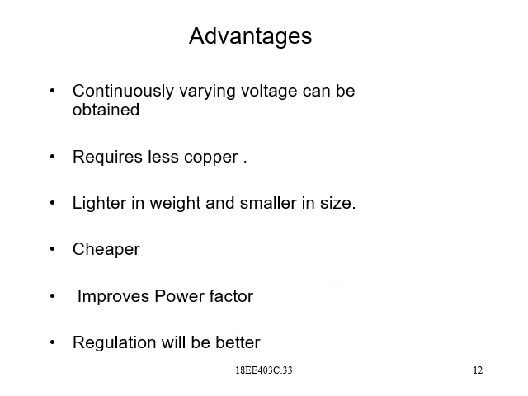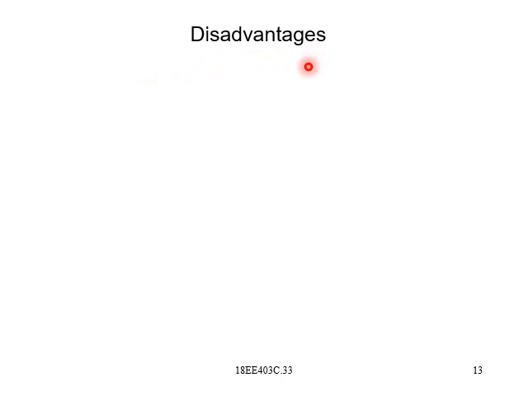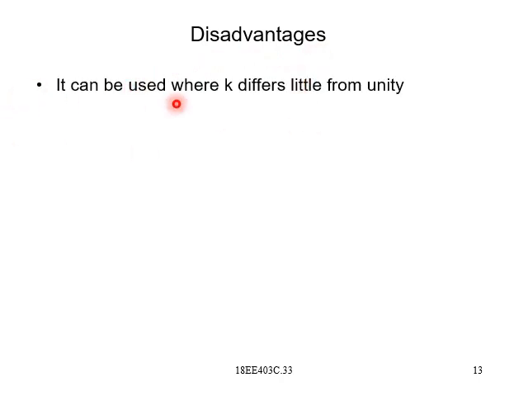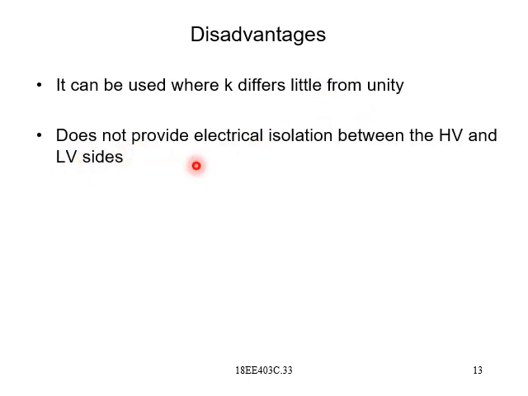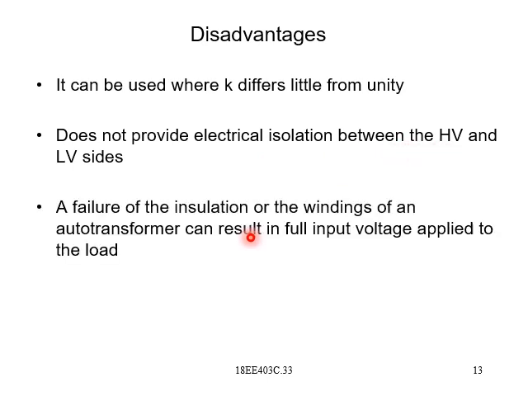Now moving on to the next slide, there are some disadvantages. It can be used only where K differs little from unity. It does not provide electrical isolation between the HV and LV sides, since it has only one winding, so it doesn't provide any electrical isolation between the HV and LV sides.